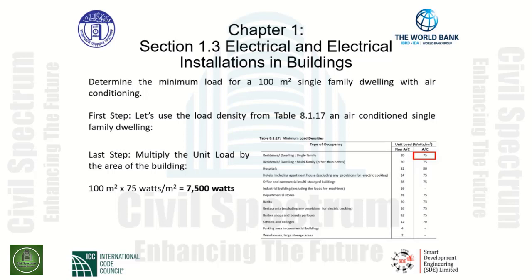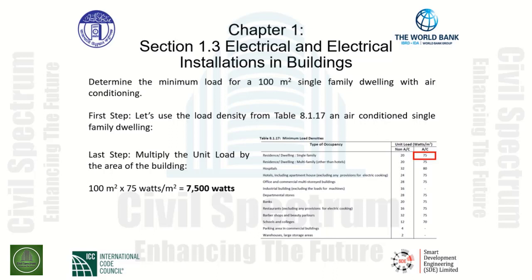As an example, let's determine the minimum load for a 100 square meter single-family dwelling with air conditioning. Our first step is to use the load density from Table 8.1.17, an air-conditioned single-family dwelling. The load is picked from the table. The type of occupancy is a single-family dwelling. We go over to the last column and get a value of 75 watts per square meter.